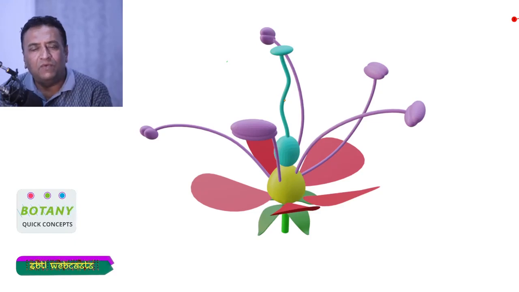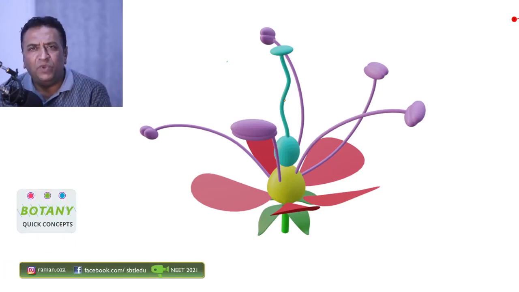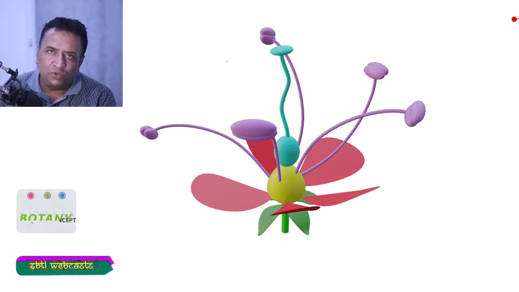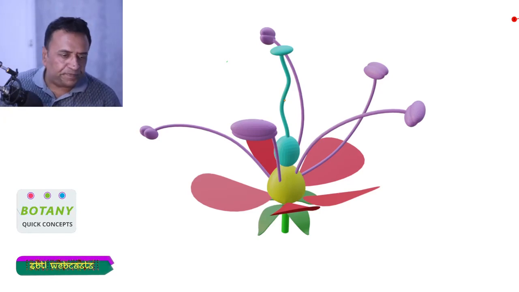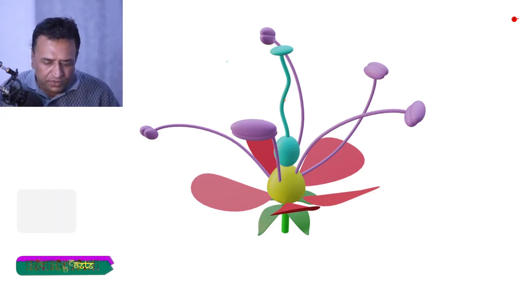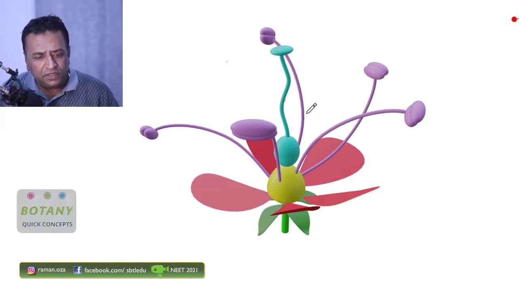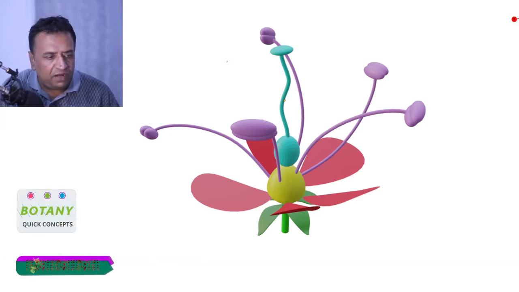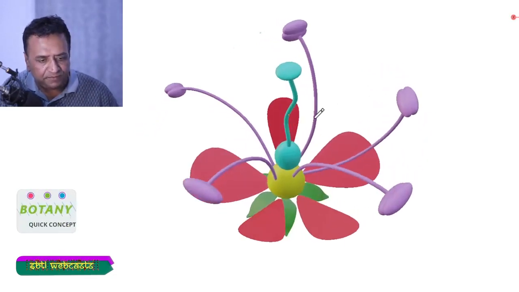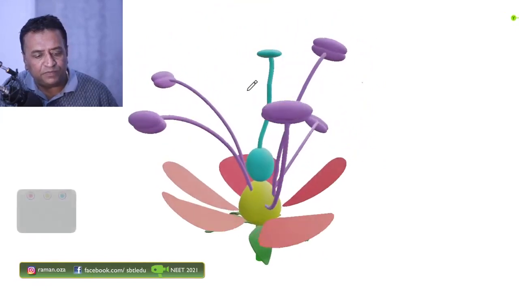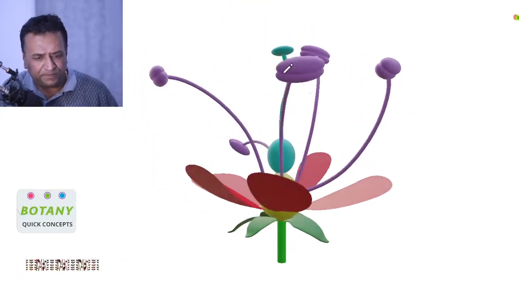And we are once again back to our botany basics, and we are discussing some details of flowering plants. So let's go. See, what you are watching here is the structure of a typical flower. A typical flower looks something like this. This is how a flower looks.